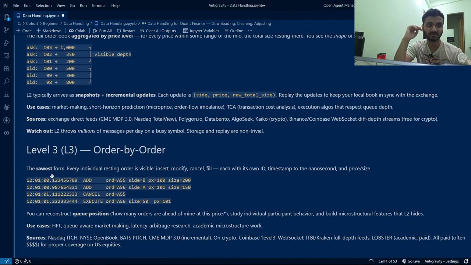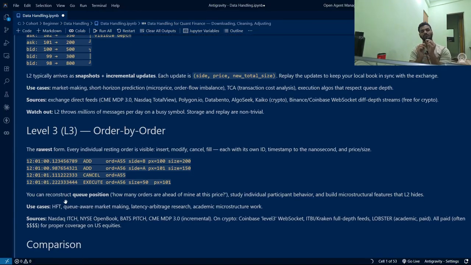Then you've got L3 data, order by order, the rawest form of data. Every individual resting order is visible, whether it was just inserted, modified, cancelled, or filled. Regardless of whether a trade was punched in or cancelled, it doesn't matter. Everything will be recorded, timestamped to nanoseconds. That's right.